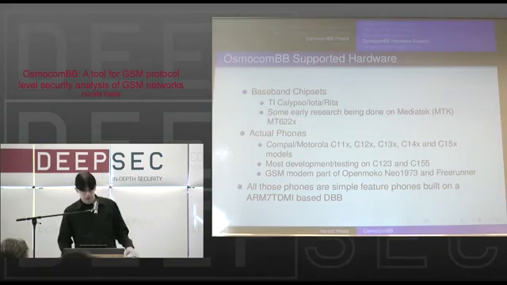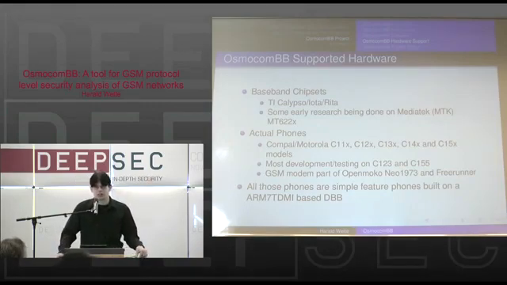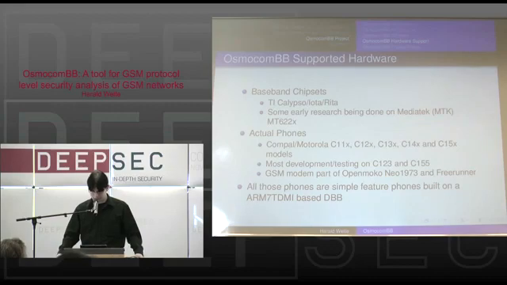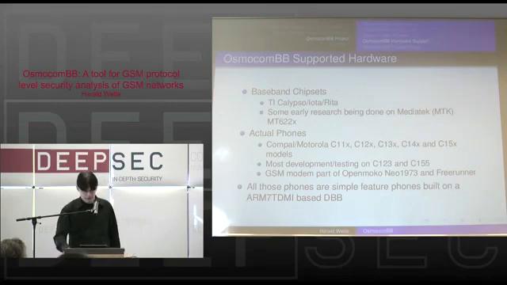The hardware we support is mostly the TI Calypso Iota Rita chipset, and there are a number of Motorola phones that were manufactured by Compal Communications in Taiwan, which is the C110 to 119 and C120 to 129 and so on. So basically anything that starts with C11, 12, 13, 14 and 15 will be supported by our software. Most of the development happens on the C123 and the C155.